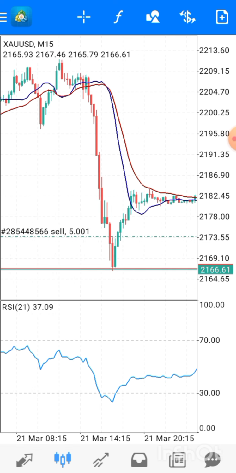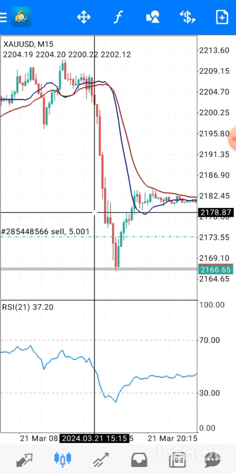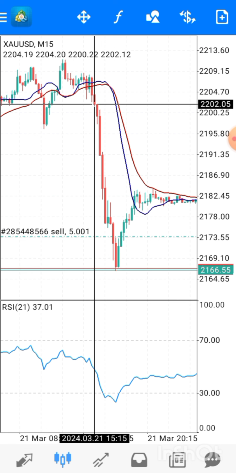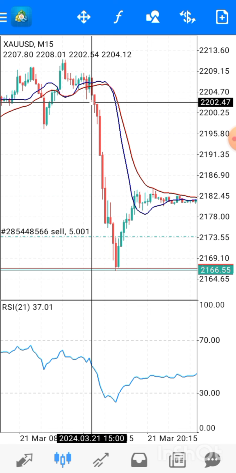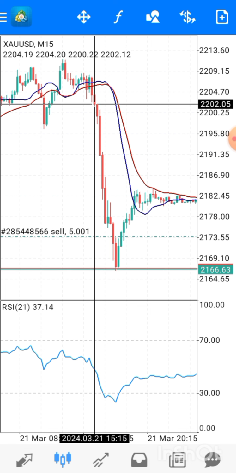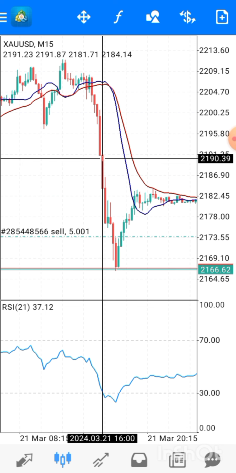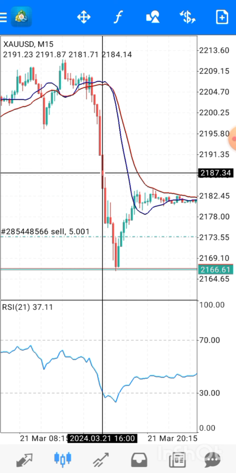You can see another indication yesterday. You can see the date, March 21, 2024. You can see right here. Look at this. As this candle closed below my exponential moving averages, look at the fall. Can you see the fall? It keeps falling, falling, and falling.